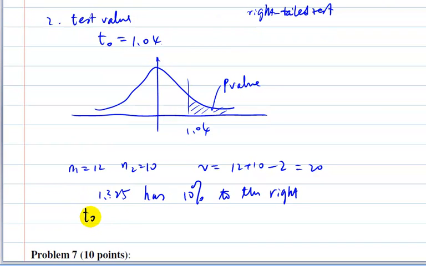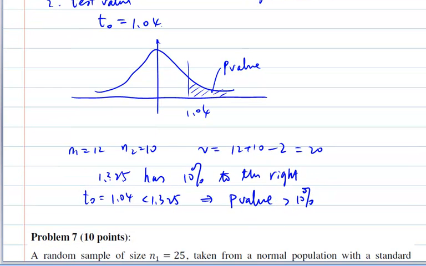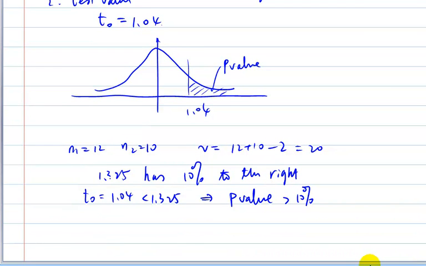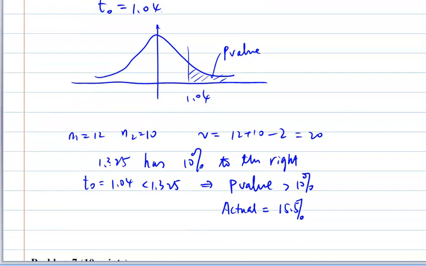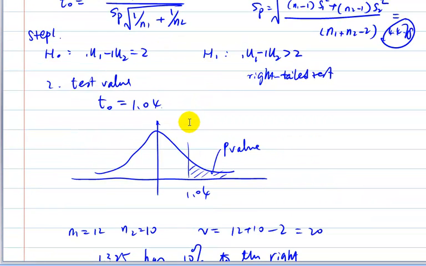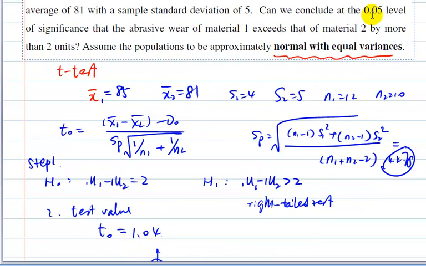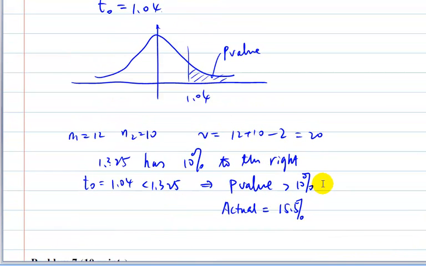Okay, and because your t naught is less than 1.325, that means the p-value must be greater than 10%. As a matter of fact, if you use Excel, you can find the actual p-value is about 15.5%. This is quite a high value, right? If you want to make a decision, this one has a level of significance 0.05, so that is definitely not going to happen, so you're not going to reject this H naught here. So, not reject H naught.